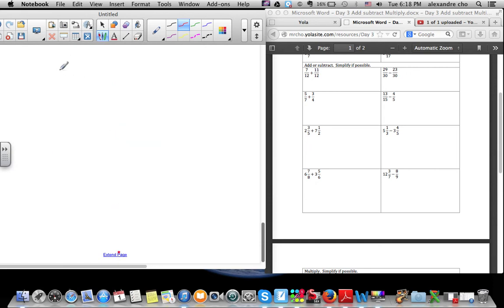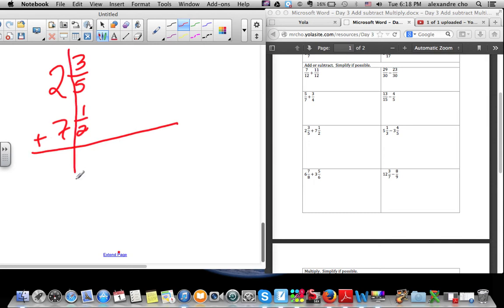Very simple. 2 and 3/5, 7 and a half. We're going to add these two. Let's split it down the middle. We want to split those two sides up, and we want to find the LCM, which is 10. And it's 2 times 5, and 1 times 5. And it's 5 times 2, which makes it 3 times 2, which is 6. So 6 and 5 is 11 over 10, and 2 and 7 is 9.